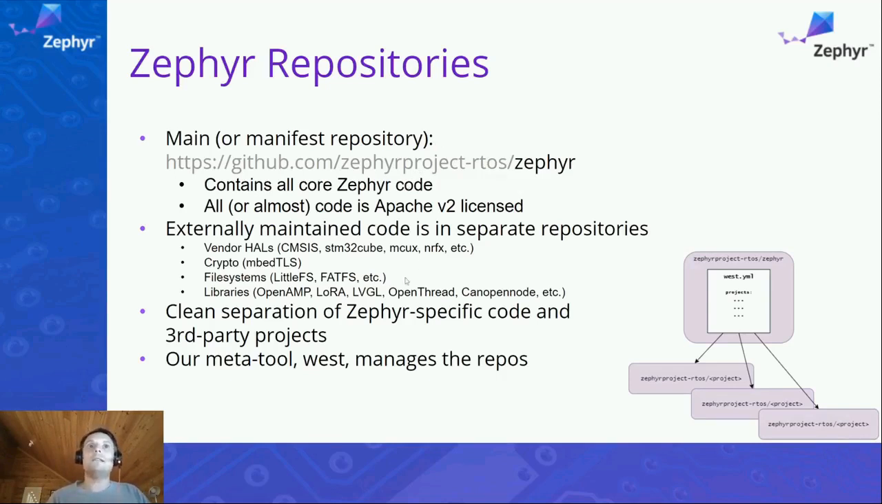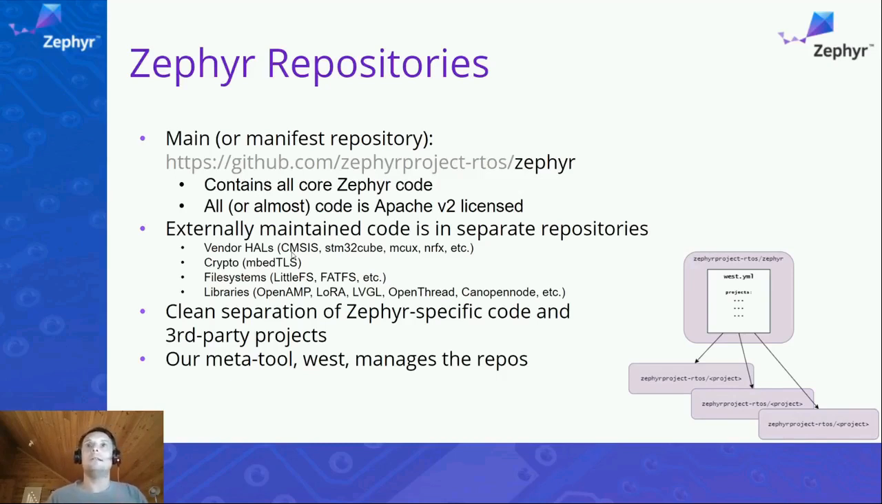Then we have external repos, which we typically call modules. Those repositories contain several different things, but among them the vendor HALs. That means, for example, in the case of the ARM architecture, the CMSIS HAL, the STM32Cube for STM-based microcontrollers, MCUX for NXP, nrfx for Nordic, and so on. We also have external crypto implementations. We have Mbed TLS, we have TinyCrypt and others. Then we have file systems that one can optionally bring in, actual file systems. We also have storage mechanisms that we'll describe later, but those live in the core repo. But when it comes to file systems, we have a choice of several.